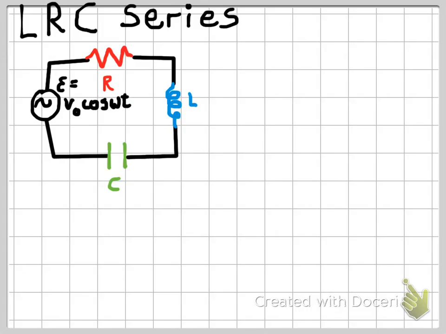Alright, so this takes care of the basics of how each one of these elements behaves in a more complicated AC circuit. In the next video I'm going to discuss the situation when we have these three elements, a resistor, an inductor, and a capacitor connected in series.